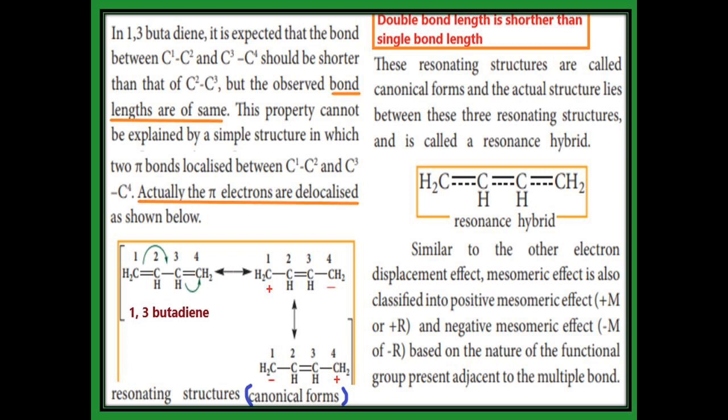Now, all the structures are the same structure only, but we have to show them in a single structure. That means we have to combine all the structures, and that is called the resonance hybrid. It is indicated on the right hand side.